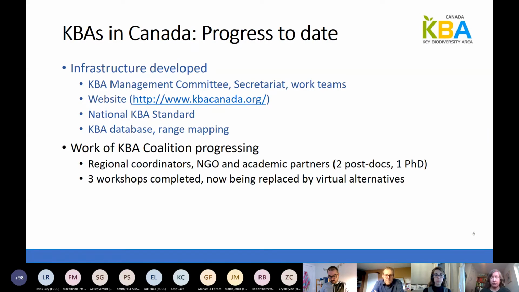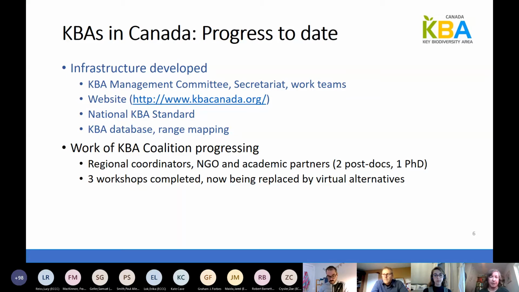Our coalition progress is ramping up. So we have regional coordinators. We're taking a regional approach so that the right people in each province and territory are involved in the identification of key biodiversity areas, so that the data is right, the interpretation of the data is right, and that there's some understanding on the ground of the conservation context as well.